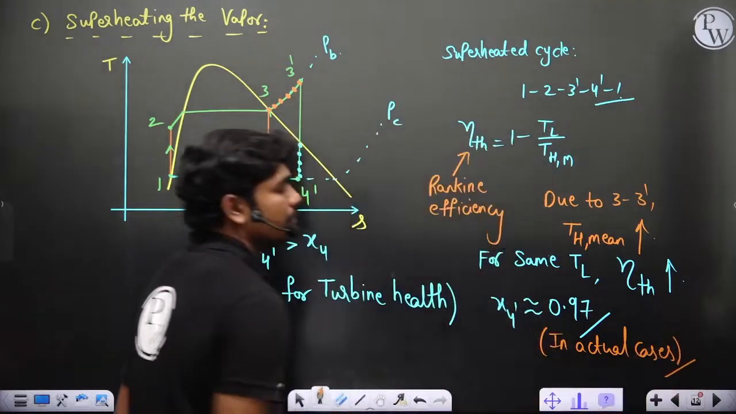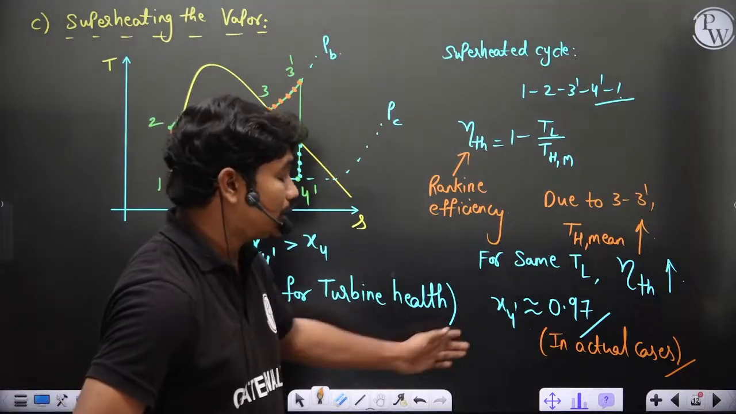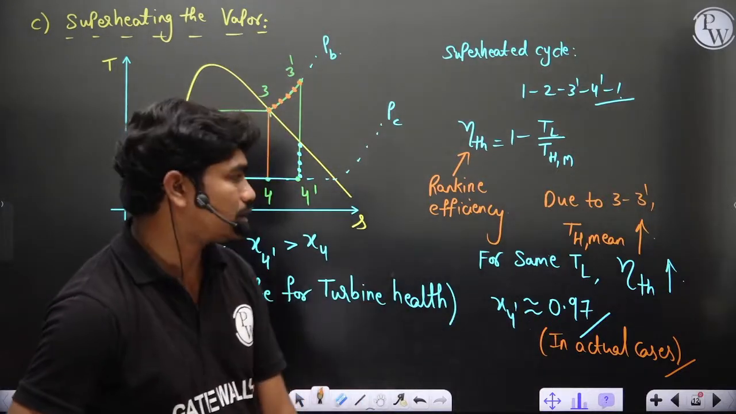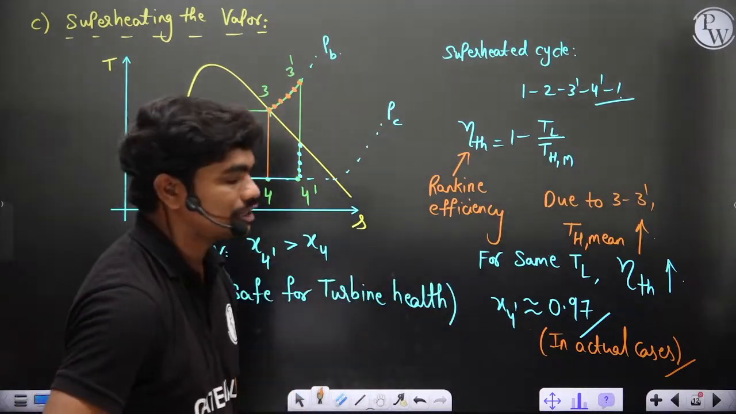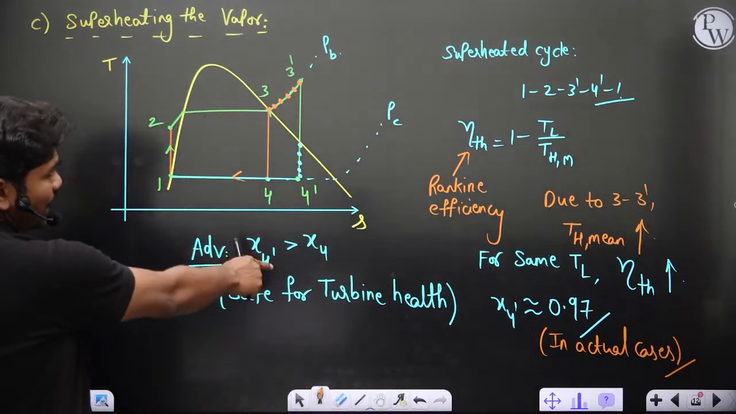In actual cases this can be done. X4 dash is proportional to, this is around 0.97, 0.96, above 0.9 in general. Okay, 0.92 to 0.97 is what is maintained generally. So this actually has an extra advantage.